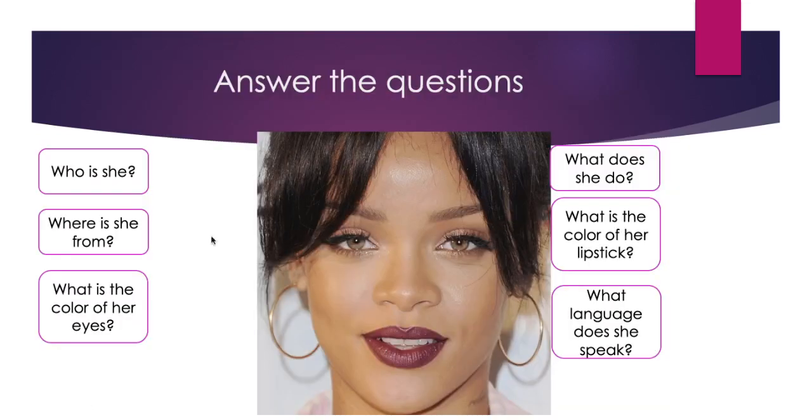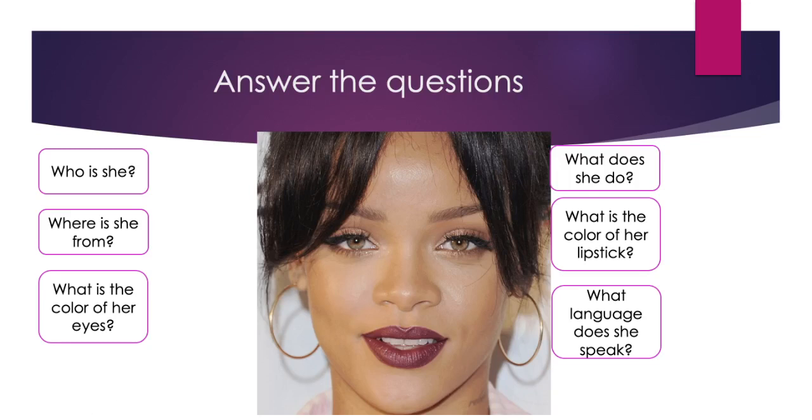Our second activity is answer the questions. You're going to answer this question: who is she? Where is she from? What is the color of her eyes? What does she do? And so on. You can also make your own questions. You can probably make two or three more questions about this celebrity.